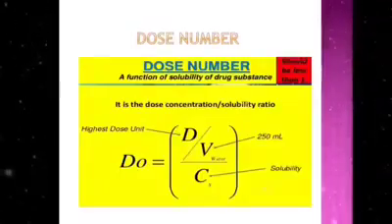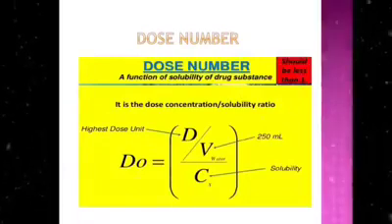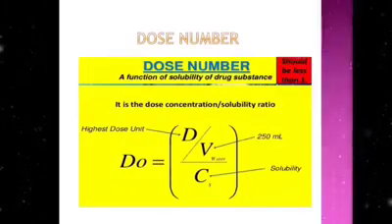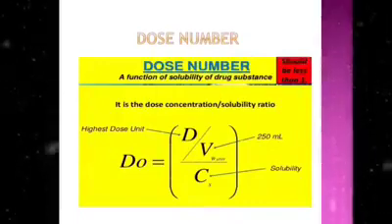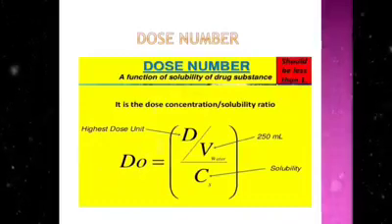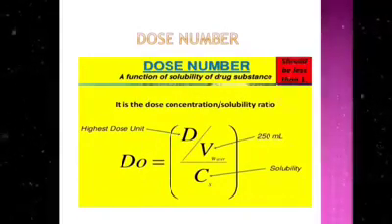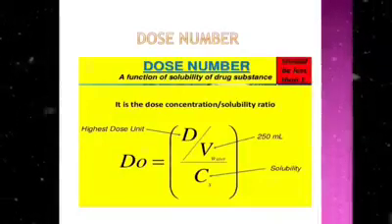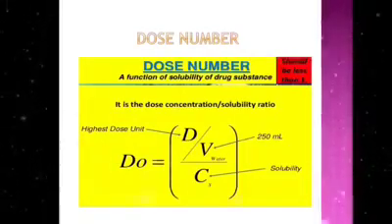Dose number. It is related to the solubility of the drug substance in the GI. It can be expressed by the formula D0 is equal to D divided by CS into V0. D0 stands for the dose number, D stands for the dose of the drug administered, CS stands for the saturated solubility, and V0 is the initial volume of water in the GIT, which is up to 250 ml.